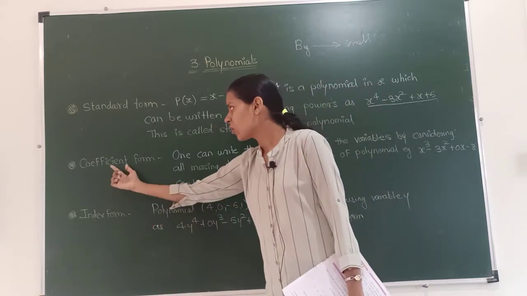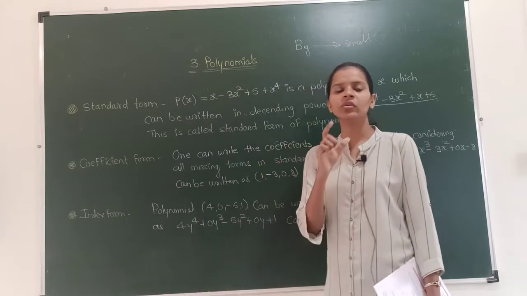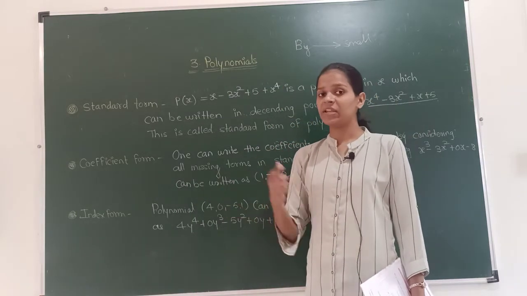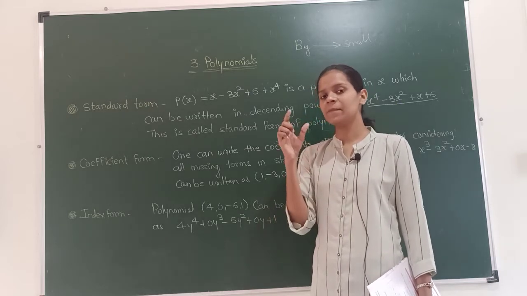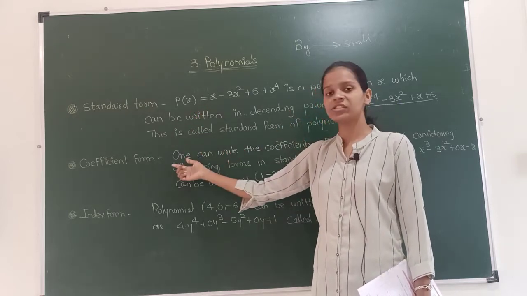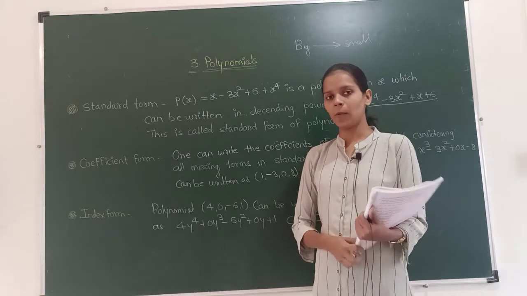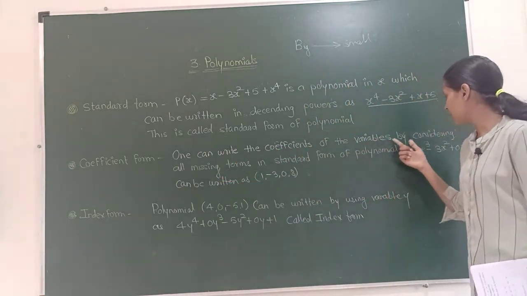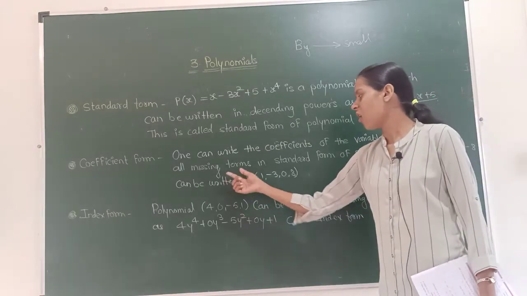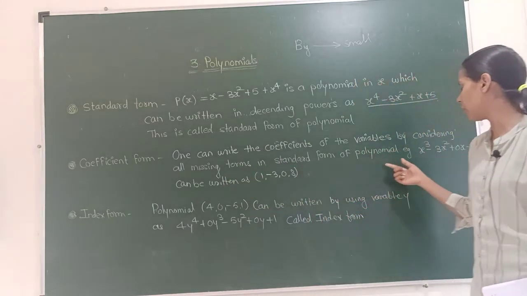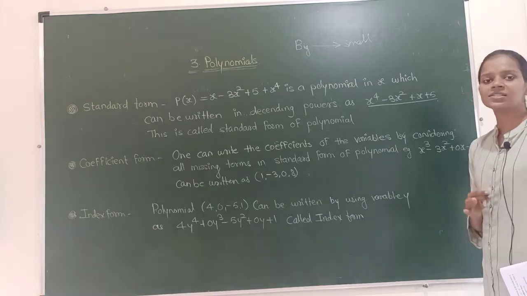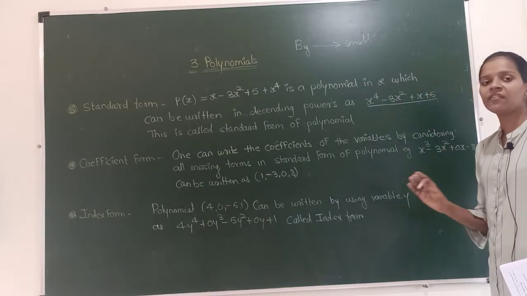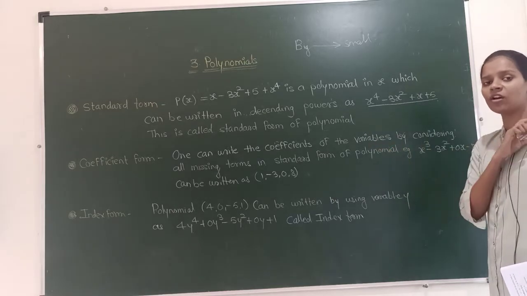Next to this is the coefficient form. Now, do you know what is meant by coefficient? You do know, okay? In the previous video lecture, when we saw the standard form and coefficient form of the types of polynomials, one can write the coefficients of the variables by considering all missing terms in the standard form of the polynomial. Then we will write all the coefficients.